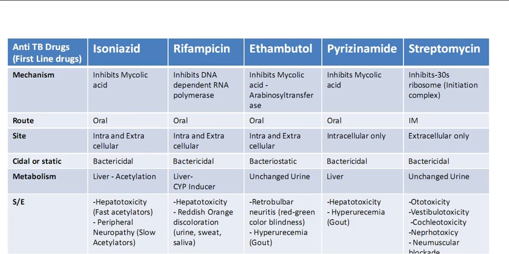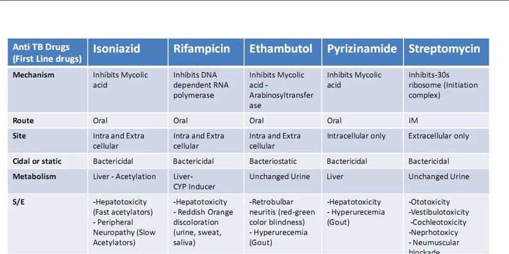Now, another important side effect which is similar to ethambutol is hyperuricemia. It is also known to increase blood uric acid level and can precipitate gout. And the major use of pyrazinamide is in tuberculosis.